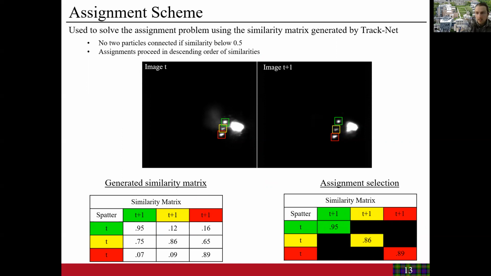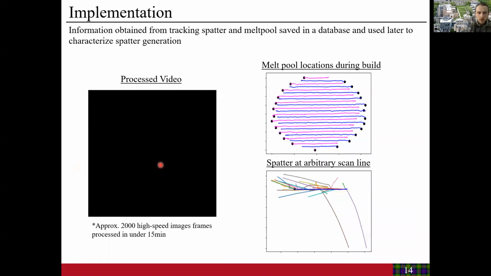Now, if a spatter object does not get tracked to a particle in the previous frame, then it is registered as a newly generated particle. And so this process is repeated for all consecutive pairs of high-speed images that contain spatter particles in a data set. And we show this implementation here for a process video.